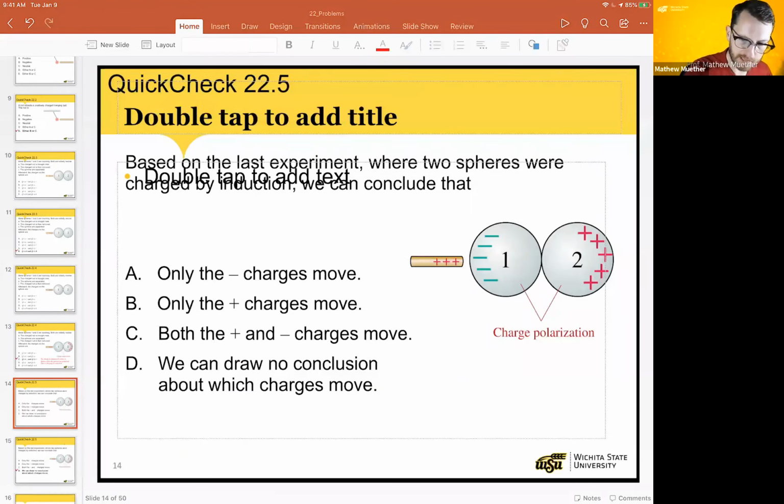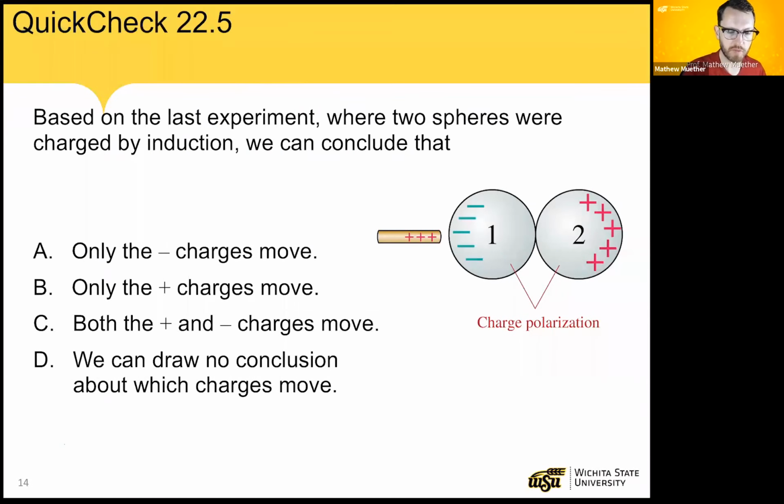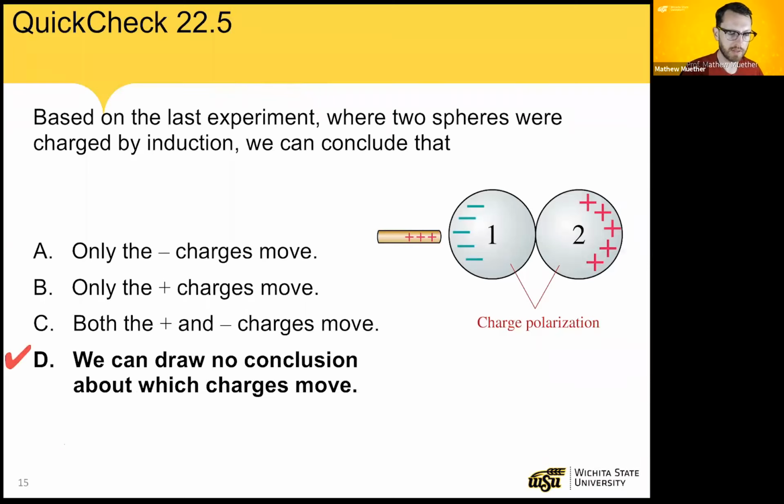And the positive charges would be free to move away, and I would end up with a distribution that looks like this, where the negative charges would all be smushed to the left, positive charges would all be smushed to the right. And right, so we see that in all three of those cases, we end up with negative charge to the left, positive charge to the right. We end up polarizing these spheres independent of what kind of charge moves. As long as some of the charges move around, we get this polarization effect.